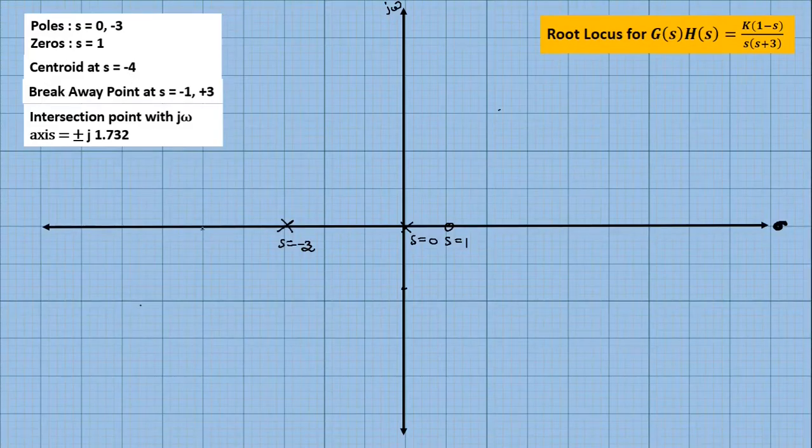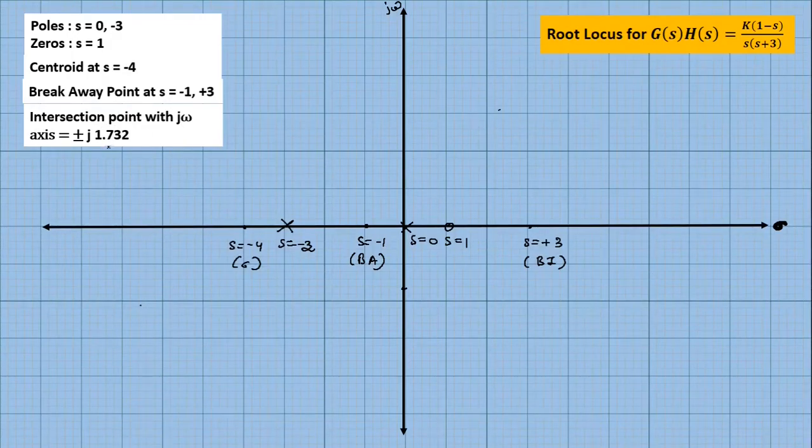Centroid is at s is equal to minus 4. So this will be our centroid at s is equal to minus 4, which is represented by sigma. Then we have breakaway point at s is equal to minus 1 and one more point is at s is equal to plus 3. This s is equal to minus 1 is a breakaway point, but this s is equal to plus 3 is a break-in point because it is existing between s is equal to 1 zero and infinity. But this s is equal to minus 1 point is existing between two poles of s is equal to 0 and s is equal to minus 3. Therefore this is a breakaway point.